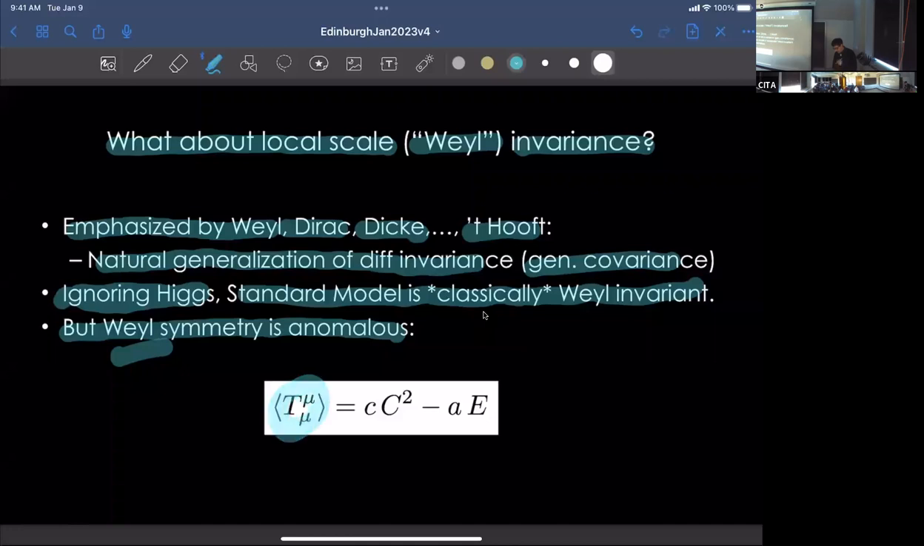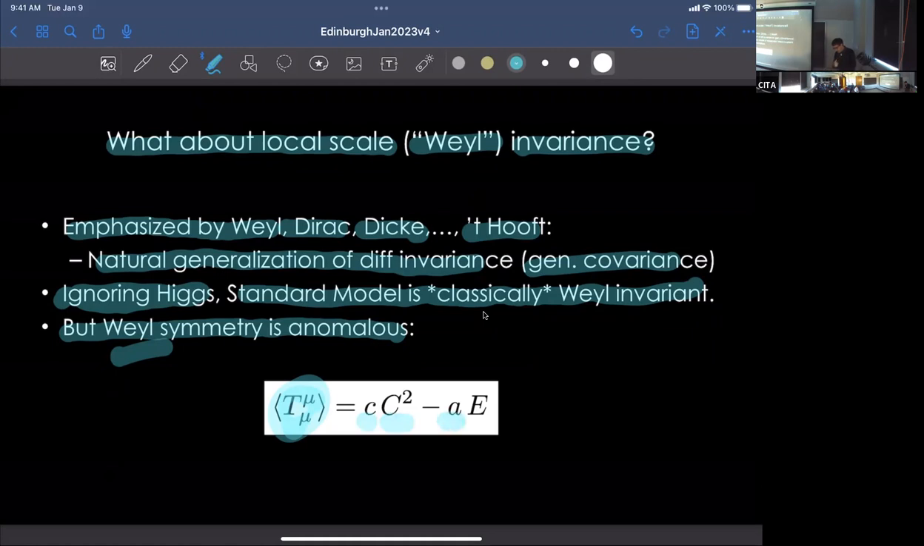And there's this famous formula that the trace of the stress energy tensor, which should be zero if the anomaly vanishes, becomes non-zero on a curved background. It's equal to this coefficient C times the square of the Weyl curvature, and then minus another coefficient A times the so-called Gauss-Bonnet curvature.